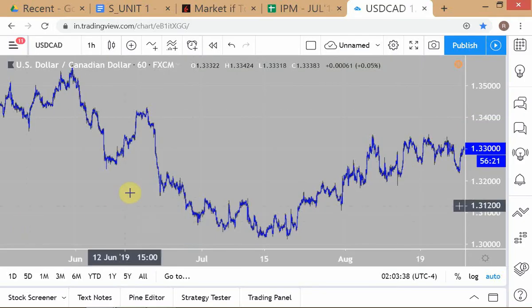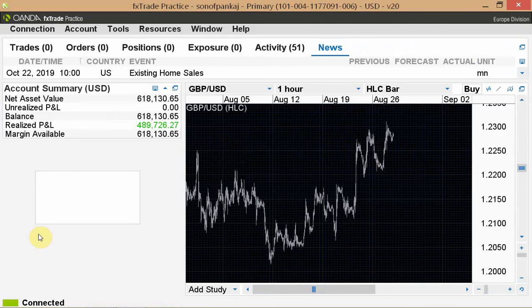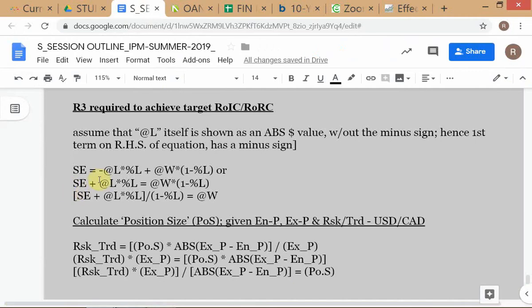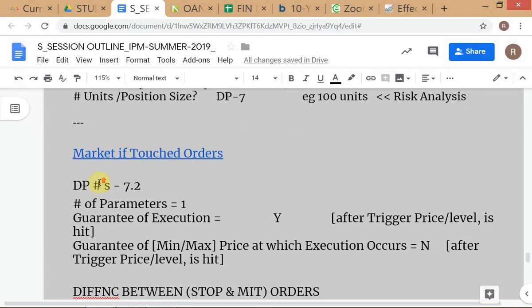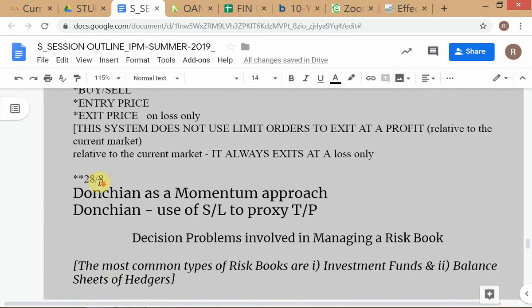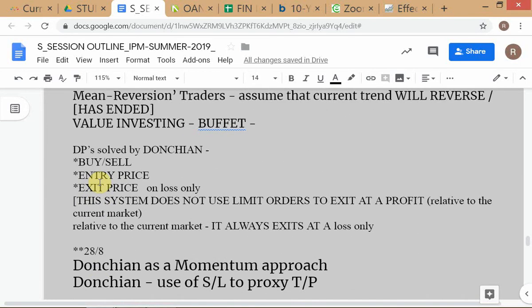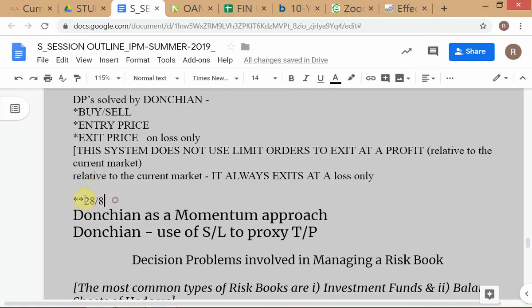We can continue with our discussion of yesterday. Let me just look at the first point I want to cover today, which is that we have covered it and I've given you a brief introduction. So, momentum versus mean reversion, I hope everybody understands now what it is.